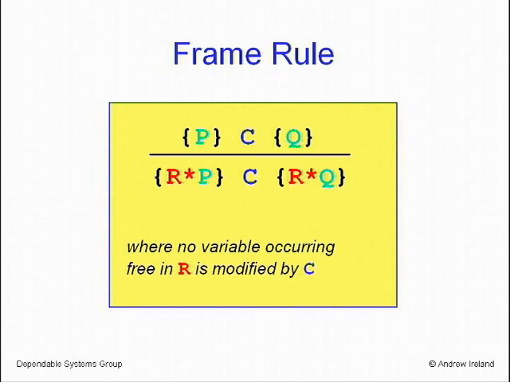A key side condition is that none of the variables occurring in R, this invariant here, are modified by C. If we preserve that, then this is a sound rule of inference. So moving forward, it's like building up verifications of small program fragments, and then this rule allows you to join them together.